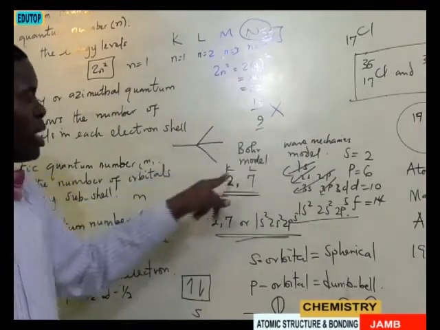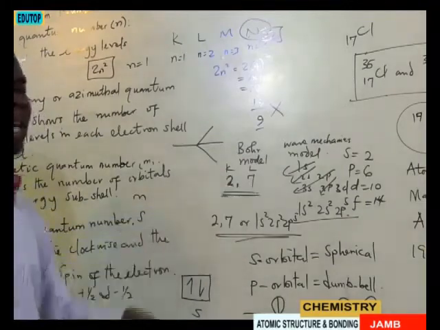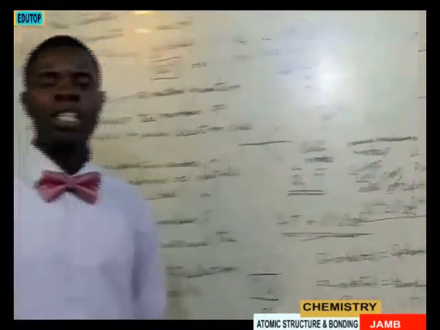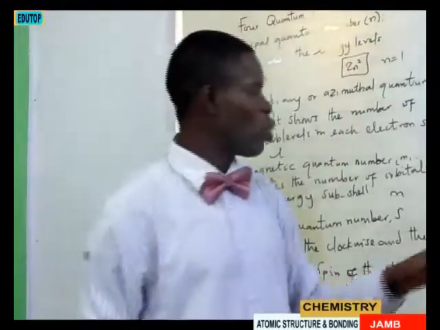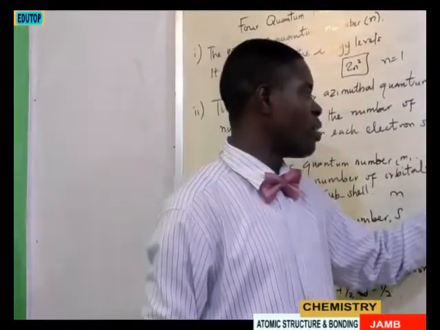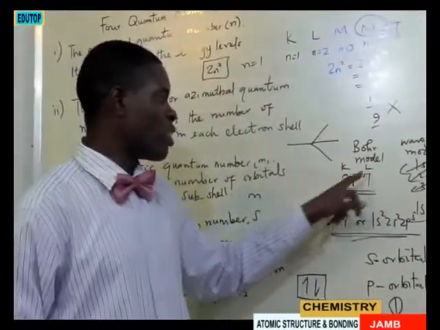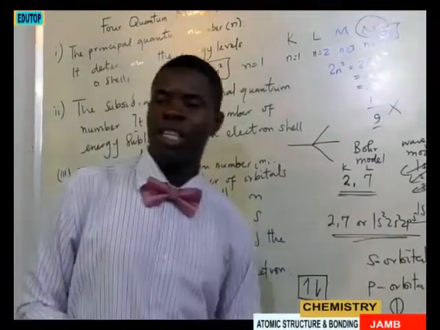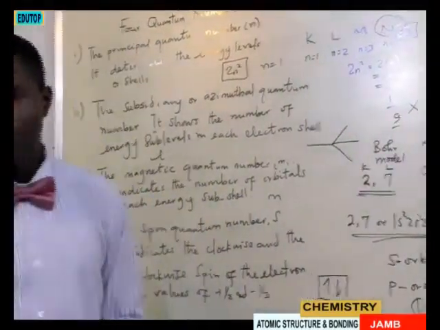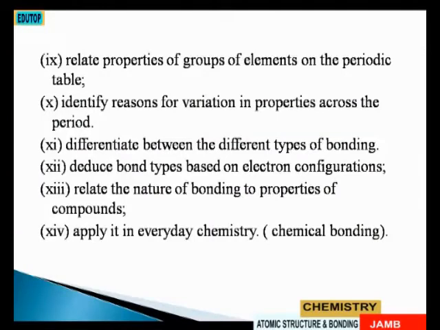Then this element will be in period 2, simply because elements are placed in period based on the number of shells. So see how many shells do we have? K and L. Then we have 2 shells. That is why it will definitely be what? In period 2. Relate properties of groups of elements on the periodic table.